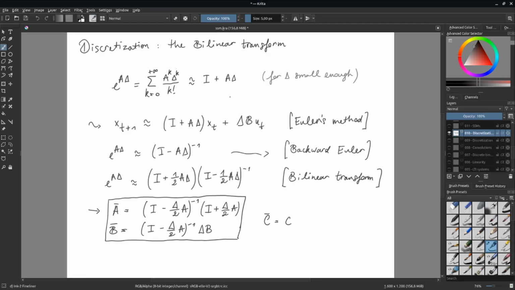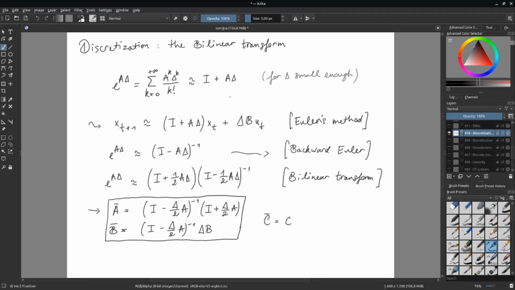And if you use this approximation, for example, say x of t plus 1 is about equal to I plus A delta times x of t, that's basically Euler's method. If you recall from last time, we take the first order approximation, and so that gives us Euler's method. We can also use another approximation, which is called backwards Euler's method. It's I minus A delta inverse. That's also an approximation. And the trick that they use in the S4 paper is to combine the two. So first you do a backward Euler step and then a forward Euler step, or the other way around. It doesn't really matter. And that's a classic technique in systems theory called the bilinear transform.